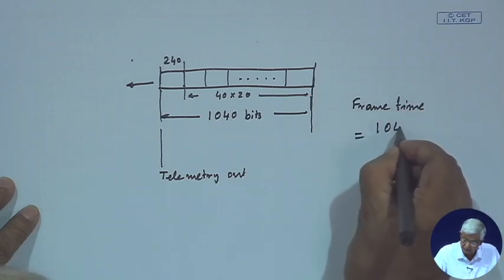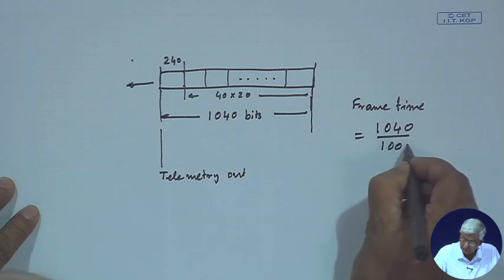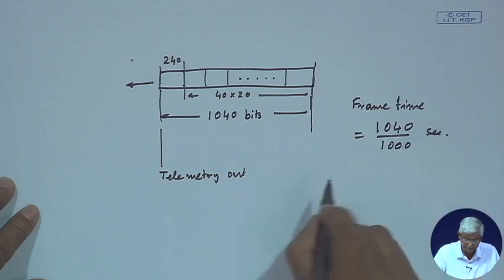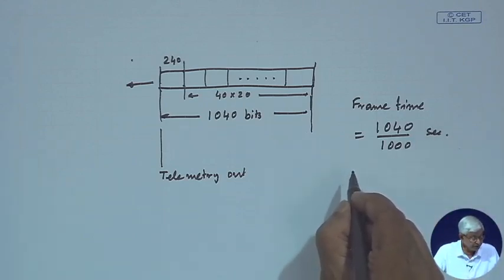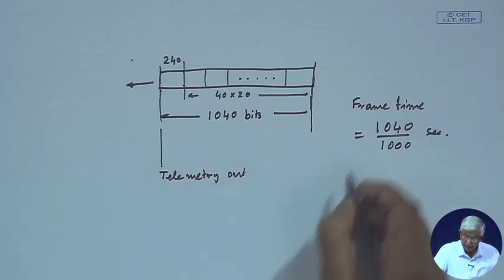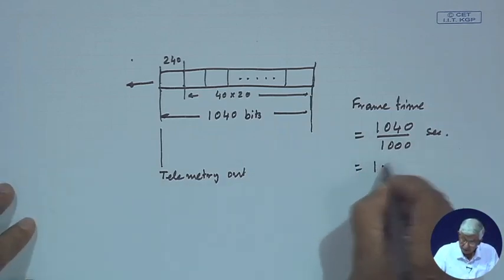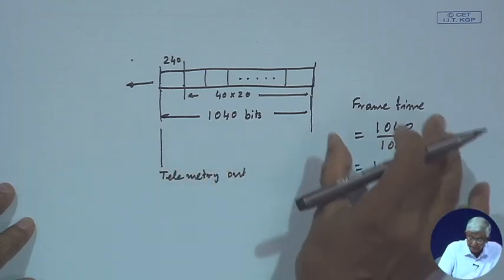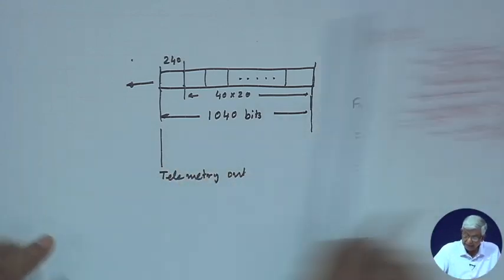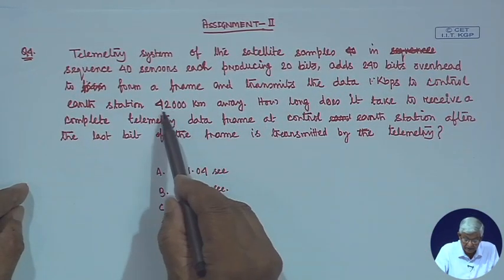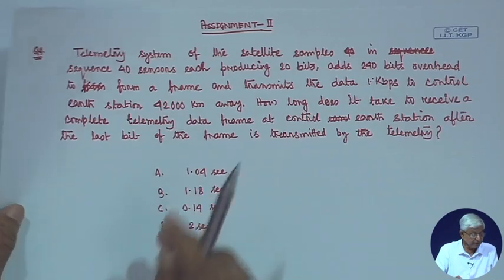is 1040 by 1000, that is 1 kilobits per second, 1000 bits per second, which you can calculate and it will come out to be 0.14 second, sorry, it is more than 1 second, 1.04 second, that is the frame time. And then it says that the satellite to earth station distance is 42,000 kilometer.